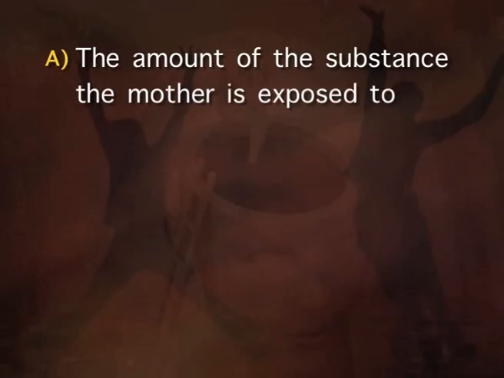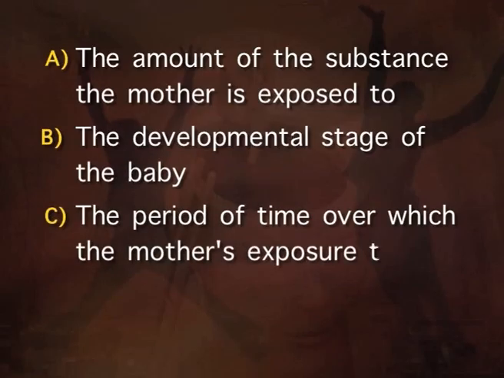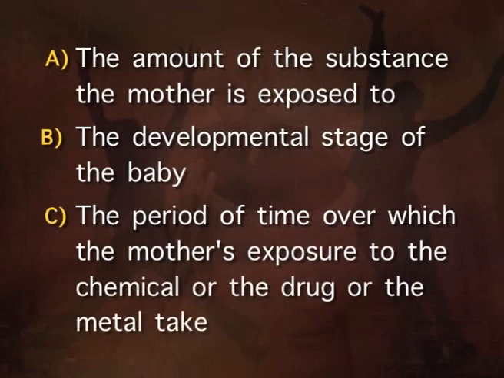The severity of the abnormality depends on different factors such as A. The amount of the substance the mother is exposed to, B. The developmental stage of the baby, and C. The period of time over which the mother's exposure to the chemical or the drug or the metal takes place. Let's now examine the list of drugs, chemicals and metals that affect the baby's prenatal development.